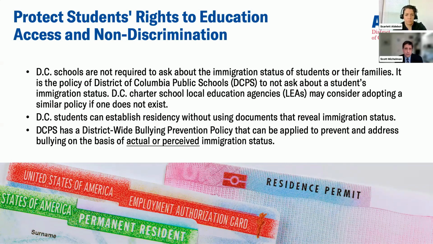DC students may establish residency without using documents that reveal immigration status. And DC has a district-wide bullying prevention policy that prohibits bullying based on actual or perceived immigration status, which may correlate with color, race, or other protected categories.